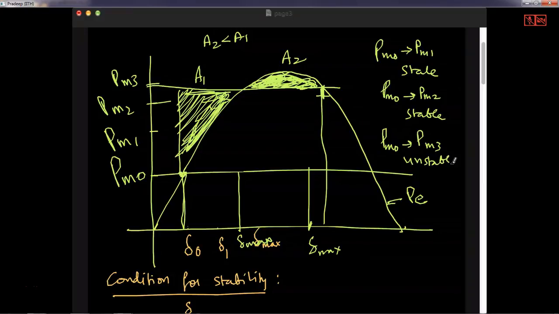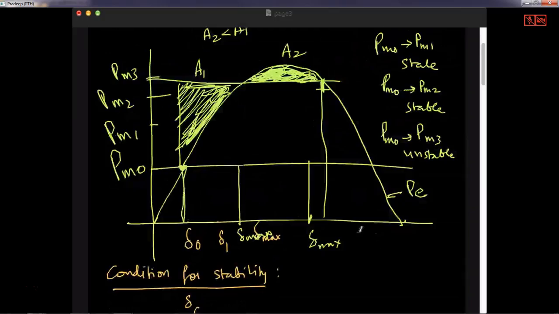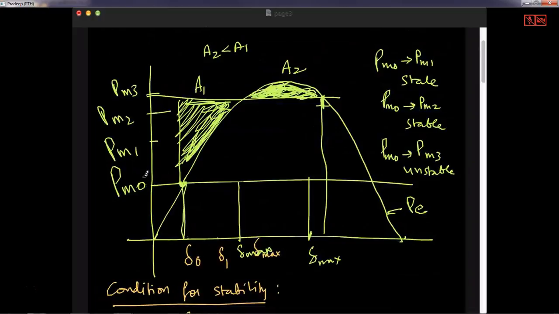So it is stable from here, this much step it is stable, this much step is stable, but this one is unstable because area 2 is less than area 1. So what is the limiting value? To that much power I will be able to handle it. So then the diagram will become something like this.